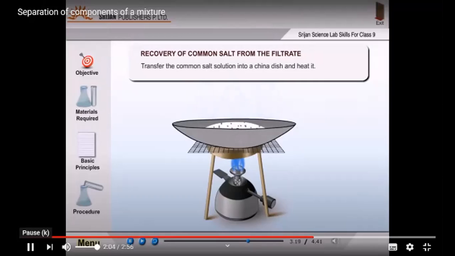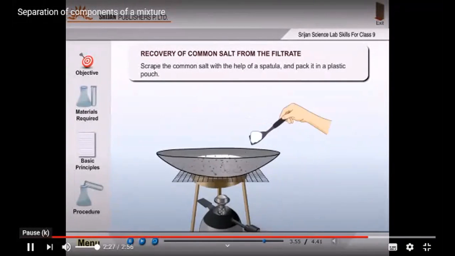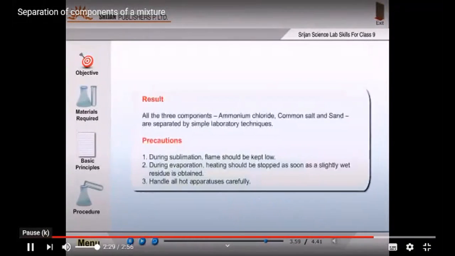Transfer the common salt solution into a china dish and heat it. When the water starts evaporating rapidly, lower the flame. Put off the burner when slightly wet residue is left. The white residue left behind in the china dish is solid common salt. Scrape the common salt with the help of a spatula and pack it in a plastic pouch. Result: all the three components, ammonium chloride, common salt, and sand, are separated by simple laboratory techniques.